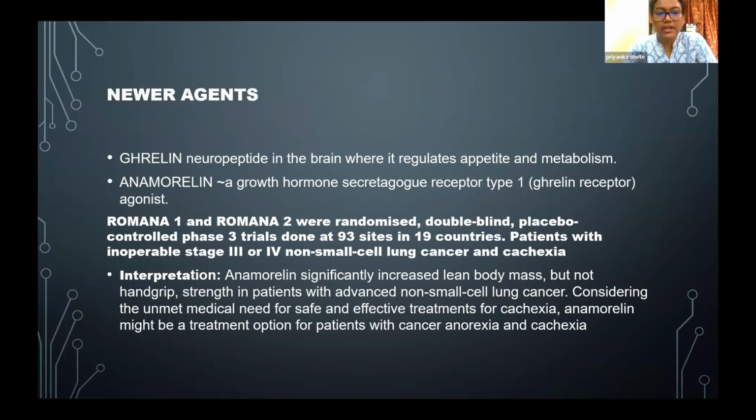Then there are the ROMANA 1 and ROMANA 2 studies, randomized double-blind placebo-controlled phase 3 trials done at 93 sites in 19 countries, in patients with inoperable stage 3-4 non-small cell lung cancer and cachexia. The interpretation is anamorelin significantly increased lean body mass, but not handgrip strength in patients with advanced non-small cell lung cancer, considering the unmet medical need for safe and effective treatments for cachexia. Anamorelin might be a treatment option for patients with cancer anorexia and cachexia. The studies are ongoing. The final result has not yet come.